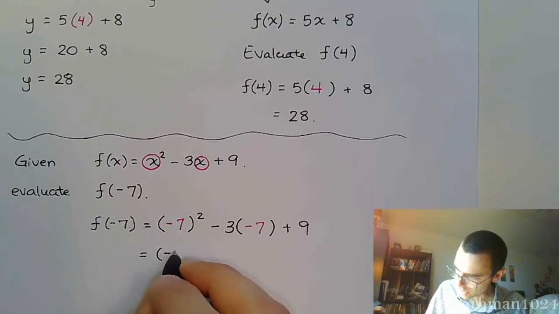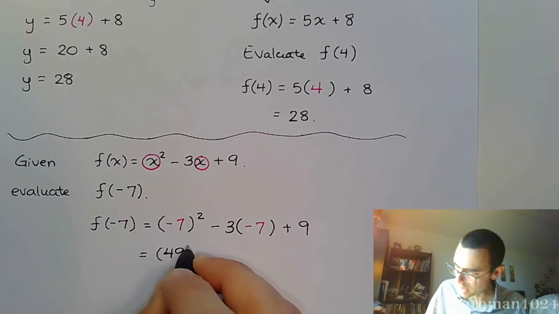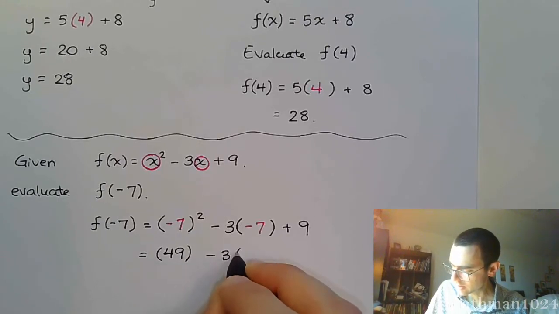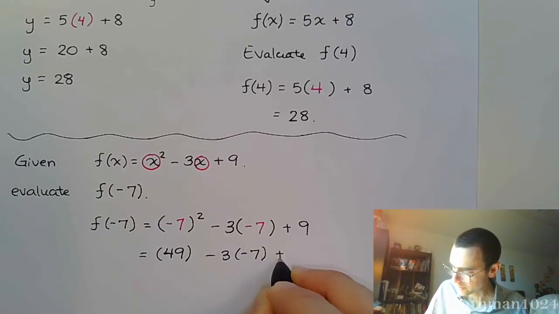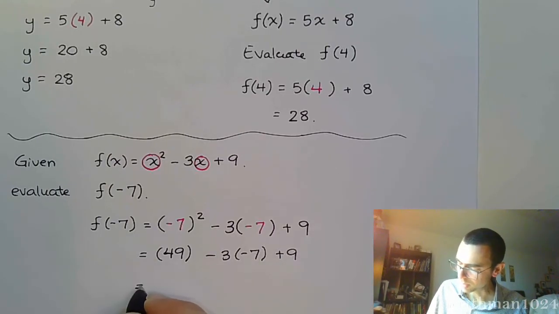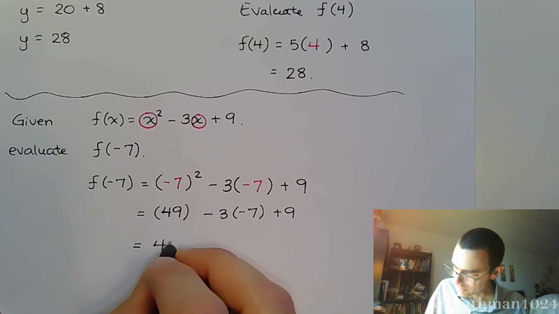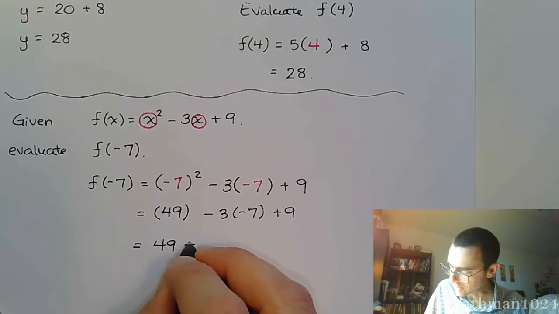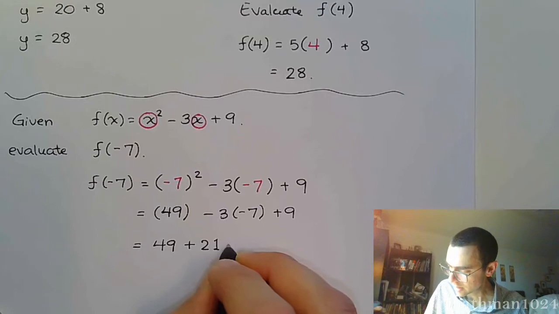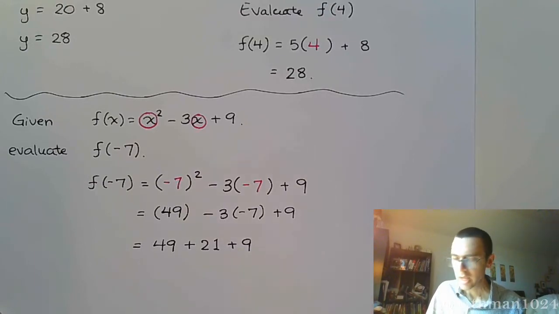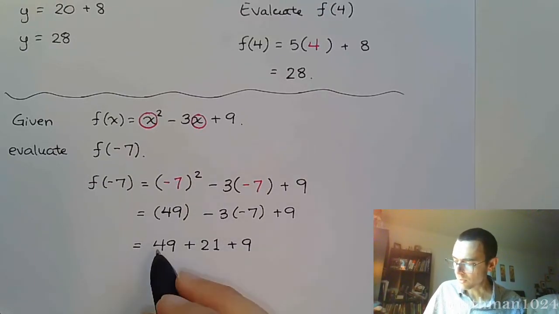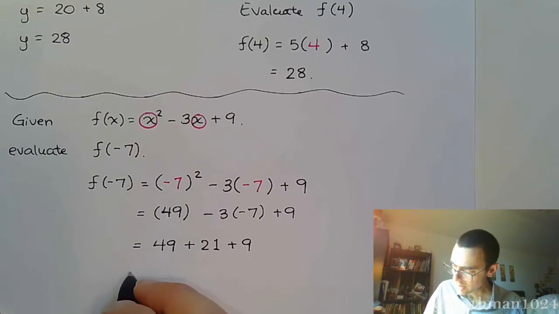So, order of operations would say, to do the powers first, so that gives you a positive 49. Then multiply. Well, there wasn't anything in front of this, so we can just say 49. Negative 3 times negative 7 is positive 21. And then plus 9. So 49 and 21 is 70, plus 9, and we get 79.